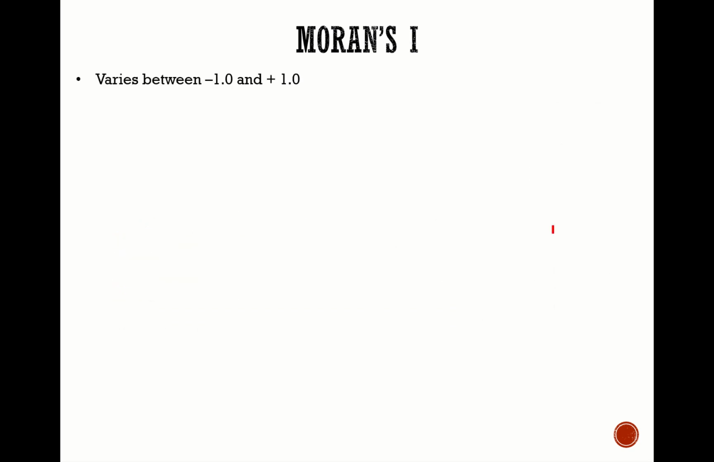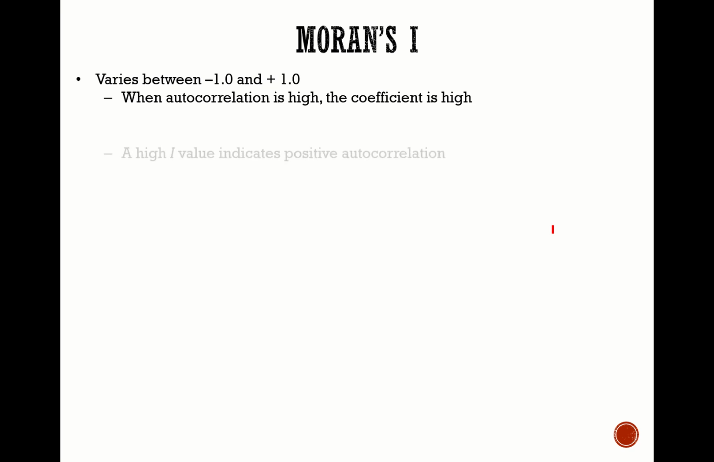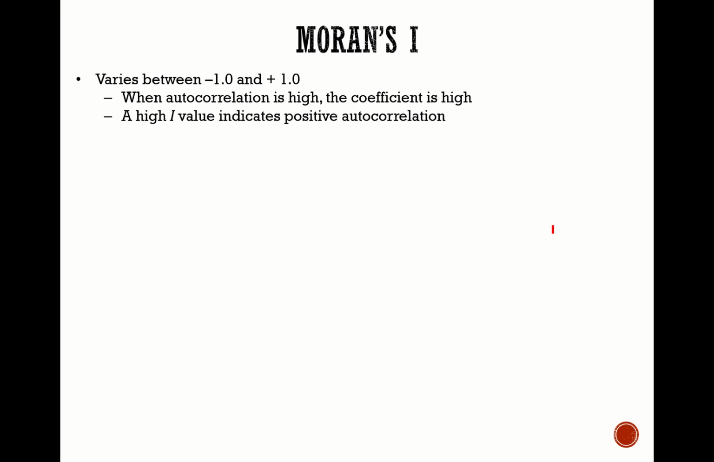So again, Moran's I, the result's going to be somewhere between -1 and +1. When our autocorrelation is high, the coefficient is high, that doesn't necessarily mean it's significant. We have to look at the p-value for that. So when we have a high positive value, it means that we're having lots of clustering going on.